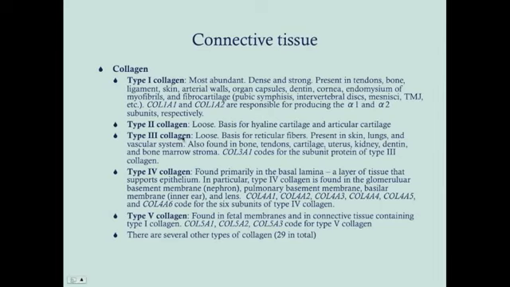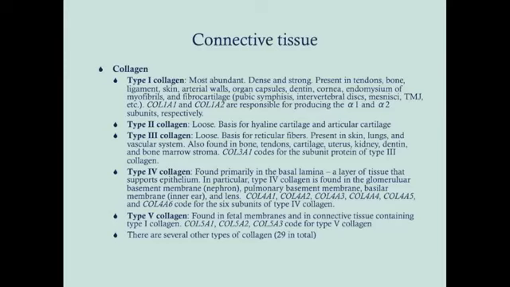There are 2 genes that code for the 2 subunits of type 1 collagen, called COL1A1 and COL1A2, and those are responsible for producing the alpha-1 and alpha-2 subunits. Type 2 collagen is a looser collagen. It's the basis for hyaline cartilage and articular cartilage. And that's what your nose and ear are made out of. Type 3 collagen is also loose. It's the basis for reticular fibers.